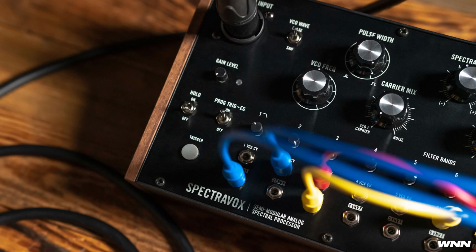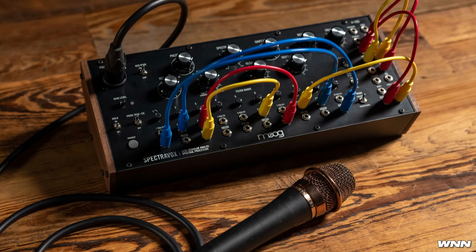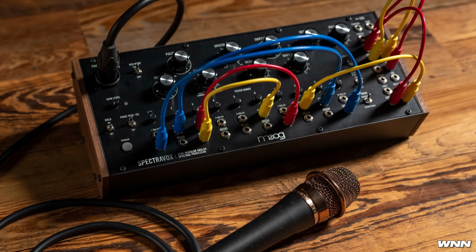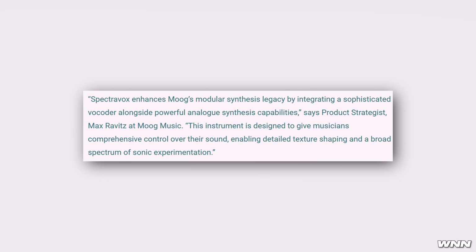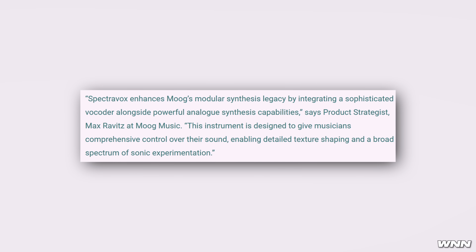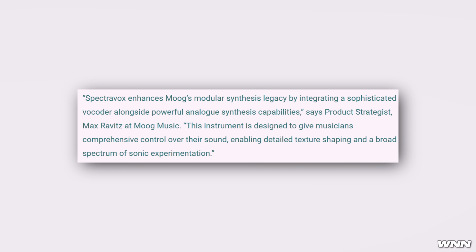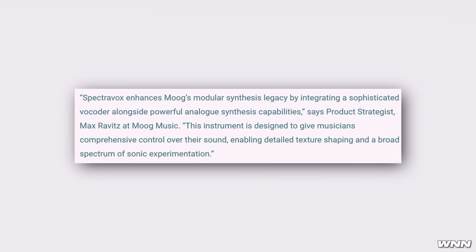14.99 pounds. And then we got the Moog Spectravox semi-modular analog spectral processor. Yeah, it's a lot of words put together. So it has a 10-band filter bank with an analog Moog oscillator and a dynamic white noise generator. It can be used as a standalone synthesizer or in a Eurorack setup. They say it is more than a synthesizer, but an exploration and expansion of the traditional vocoder and filter bank topology, engineered to inspire and transform the landscape of modern music production.